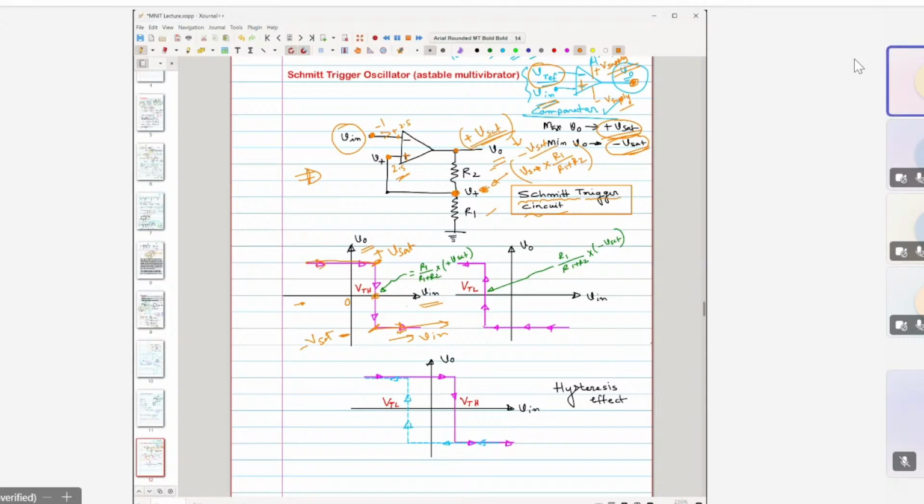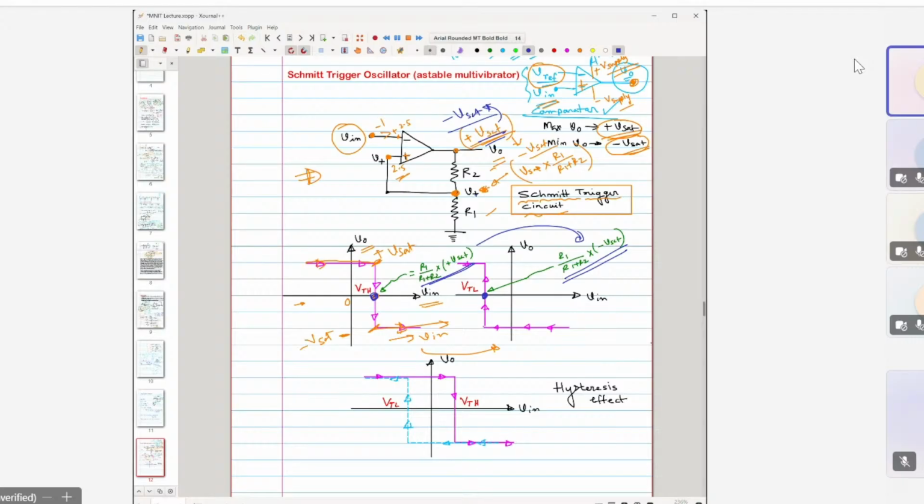Okay. Now, in this condition, what is the output voltage here? The output voltage is minus V sat, right? So if it is minus V sat, what would be the V plus potential? The V plus potential is no longer this, but it has now changed to this, because the output potential has changed, so this potential will also change, right? So now the reference point has changed. Earlier the reference point was this, now the reference point is this.